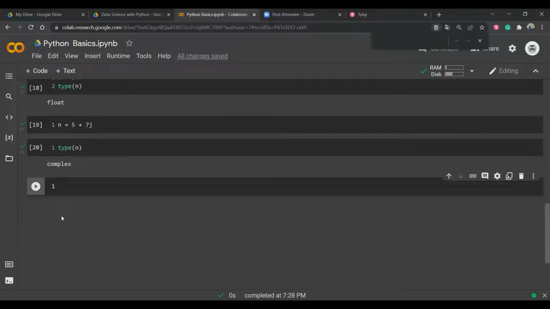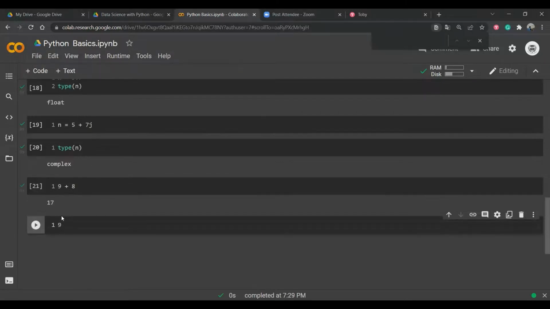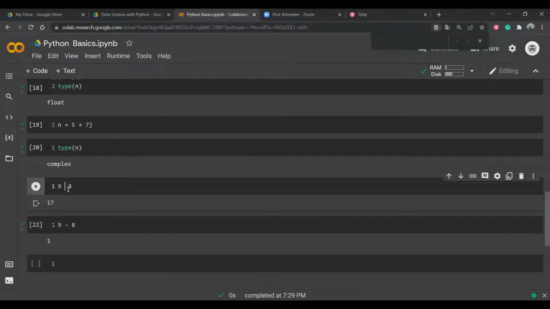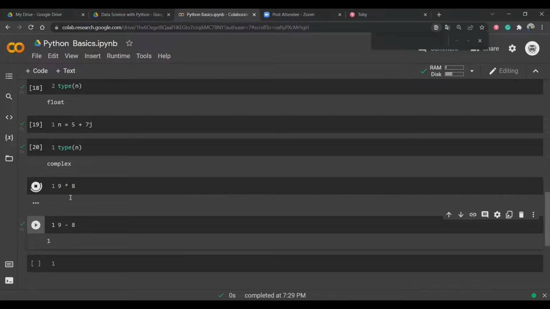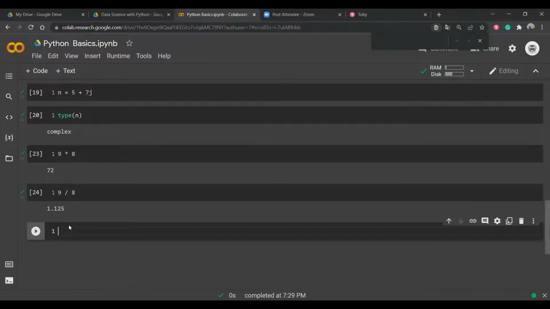Suppose I want to add two numbers, that is possible. You can add two numbers. If you want to subtract two numbers, that is again possible, 9 minus 8. If you want to multiply two numbers, it is possible. If you want to divide two numbers, again it is possible. Even if you want to get the power of any number, that is also possible.